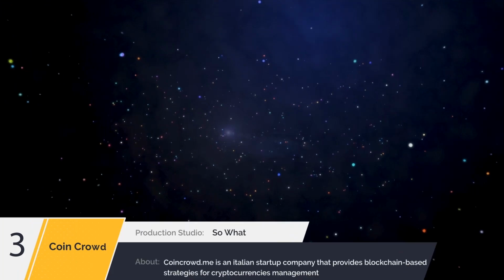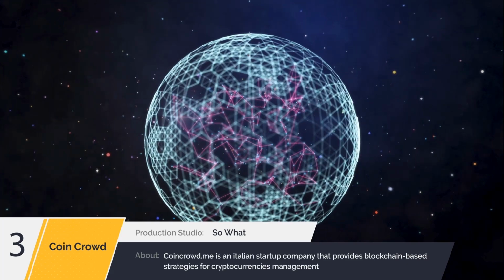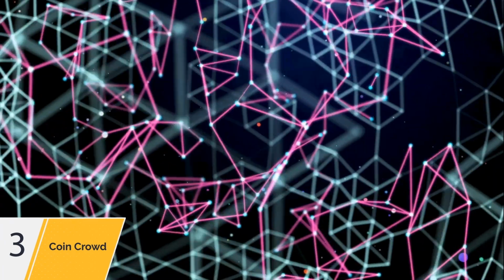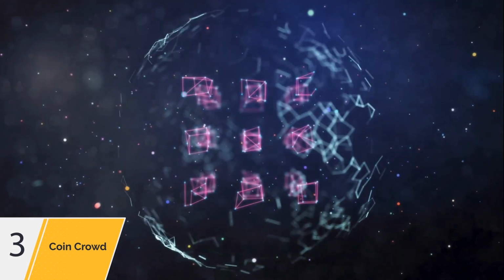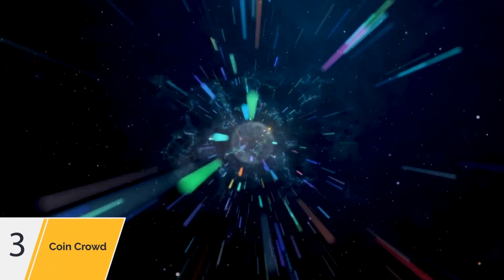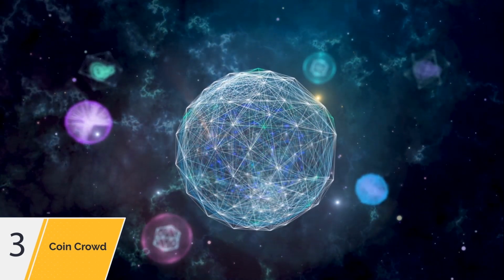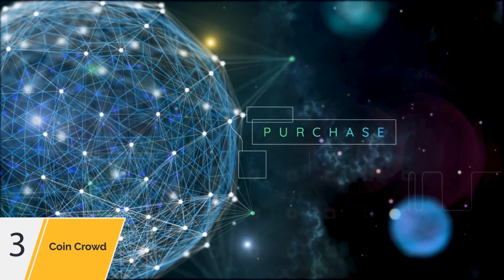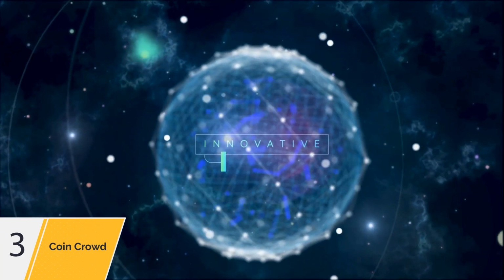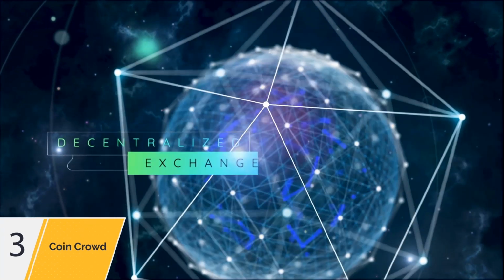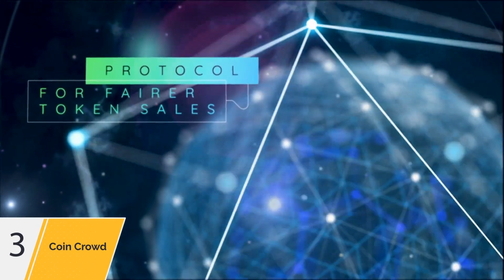Today we are at the dawn of a huge revolution as we witness cryptocurrency taking over the financial world. However, there are still considerable issues with token sales and cryptocurrency as a whole. Issues that we handled with a unique approach. CoinCrow is a blockchain-based ecosystem that provides solutions for every aspect of cryptocurrency management, from purchase to storage, from joining token sales to trading, all thanks to an innovative wallet, a decentralized exchange, and a protocol for fairer token sales, which will first be implemented on CoinCrow's platform.